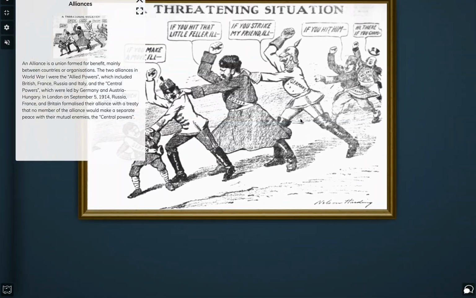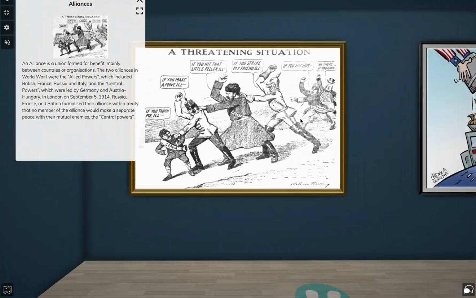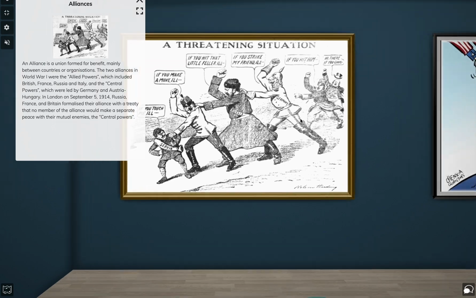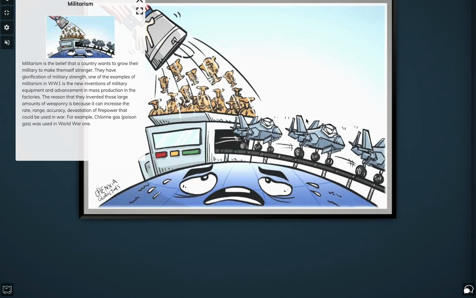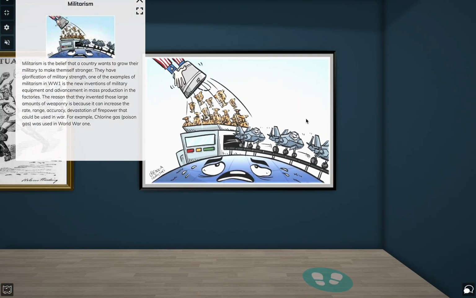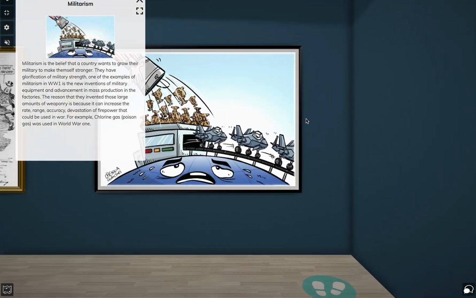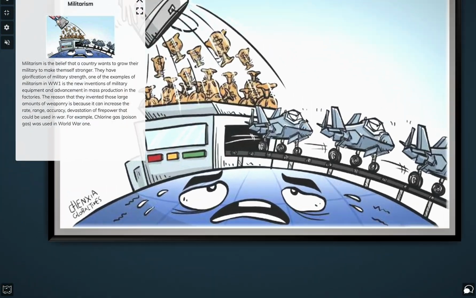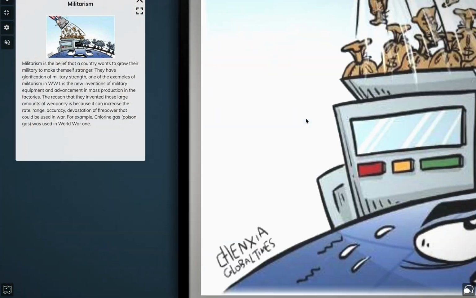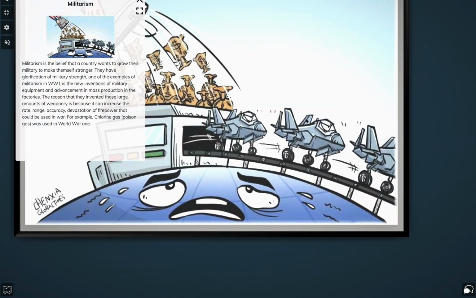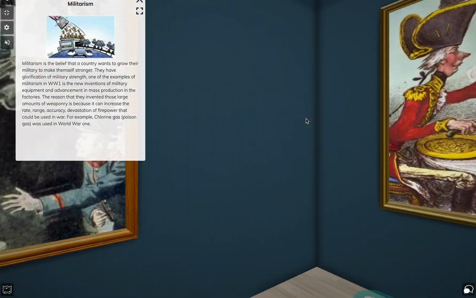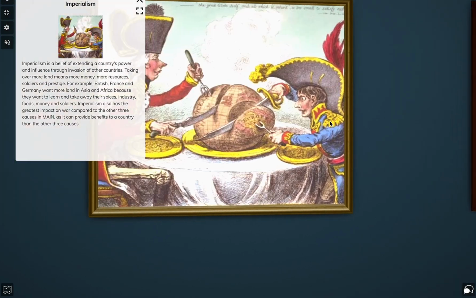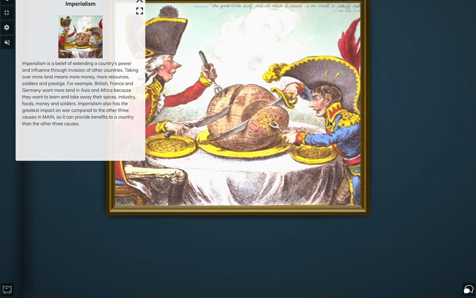And this picture is about the alliance. Alliance is basically a union formed for benefits mainly between countries or organizations. This is about militarism. Militarism is the belief that a country wants to grow its military to make itself stronger. Like inside the picture, the country is filling the machine with the money that it can create, so it can create the planes.